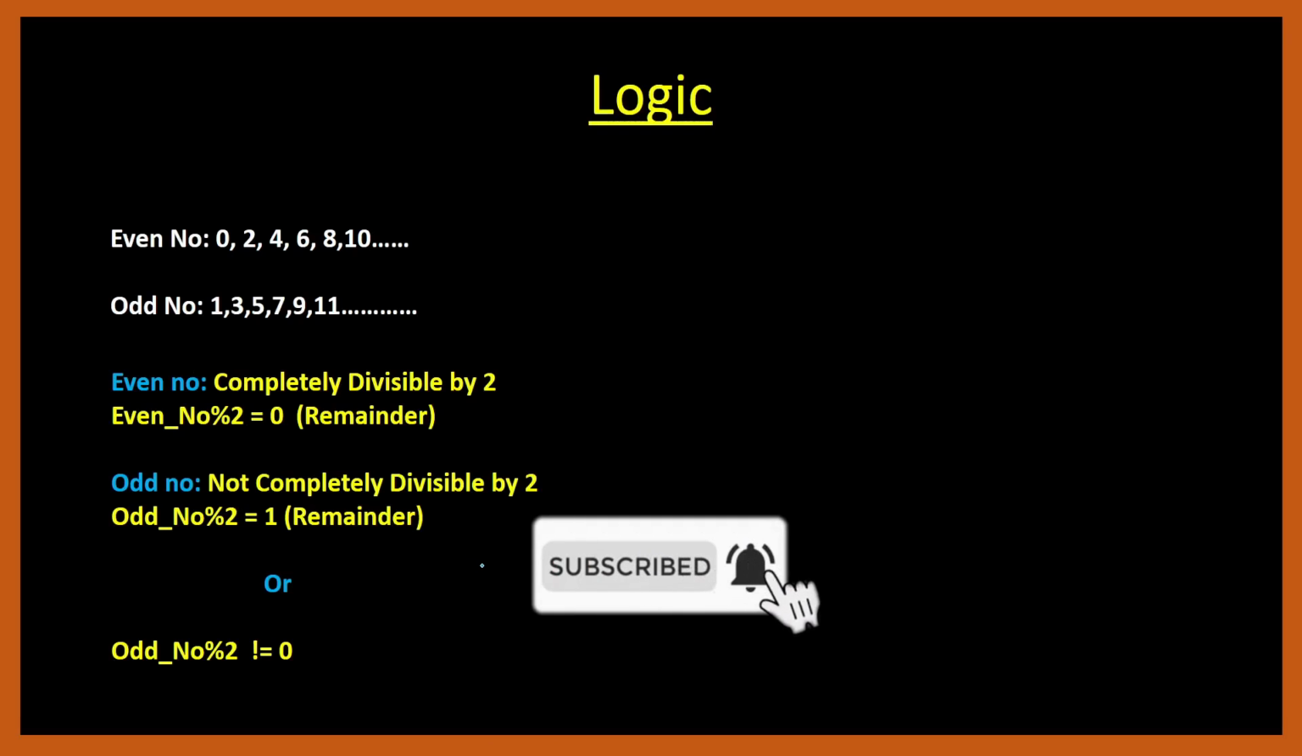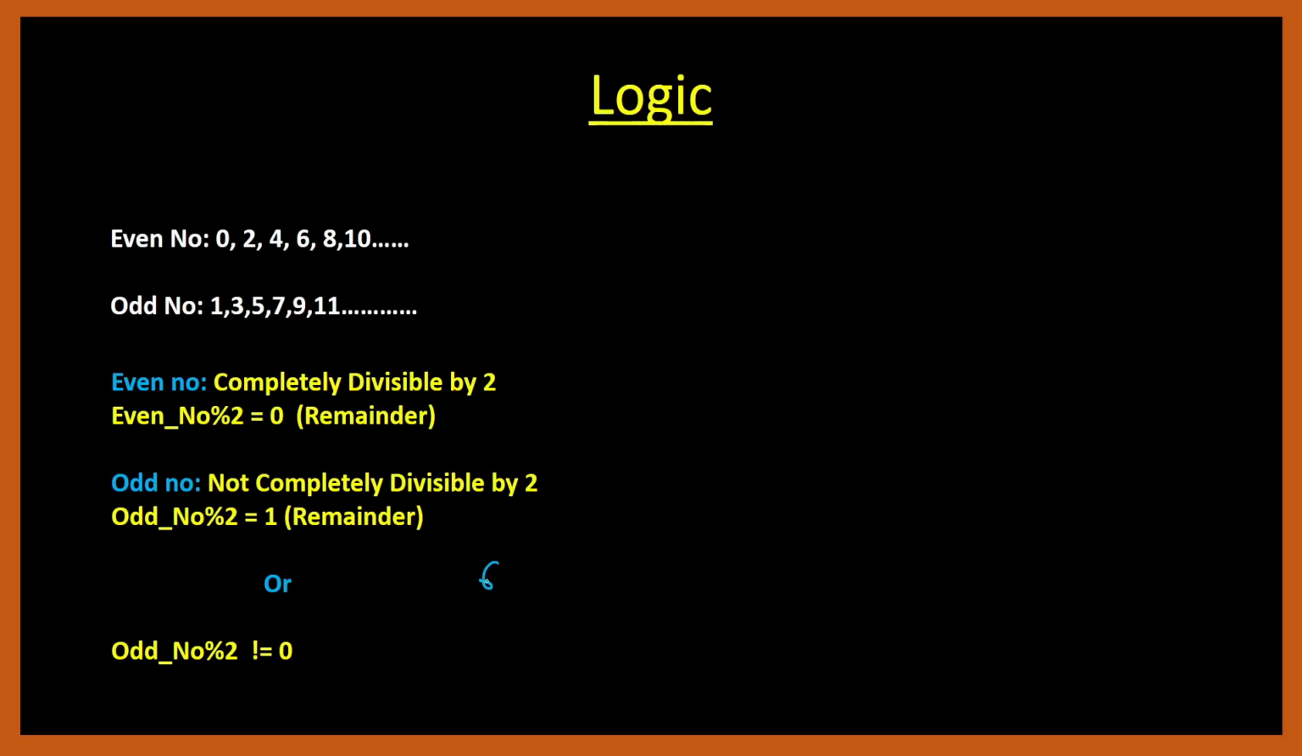So let's say I want to test 6, whether it is an even or odd number. If I divide it by 2, then 2 threes are 6 and I will get 0 as the remainder. So that means 6 is an even number. And let's say I take an odd number, say 9. Now if I divide it by 2, 2 fours are 8, I will get 1 as the remainder. So that means 9 is an odd number.